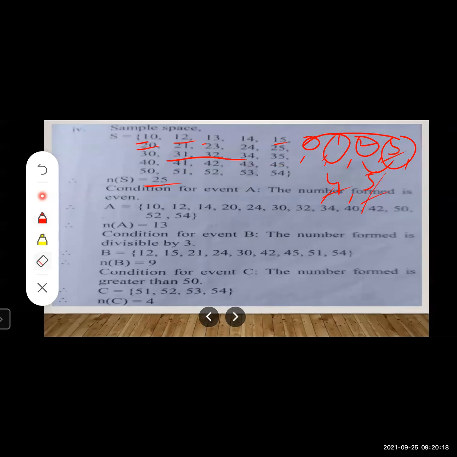Okay, now let us move to the first condition. What is the first condition given over here? The number formed is even. Our favorable outcome for event A is an even number. Now we have to choose these even numbers from this sample space itself, right? Okay, now let us see which are the even numbers in the sample space: 10, 12, 14.